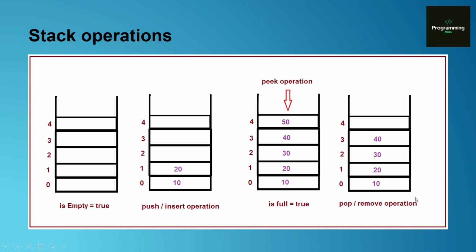And the last one is the pop operation, or we can say the remove operation, where we can remove the item from the top only. We can't remove the item from the 0th position or 2nd position because it is a stack. We can remove the item only from the top. So these are all the operations we can perform on stack using the C++ programming language, or any programming language, but we will see the implementation of stack operations using C++ in the next video.